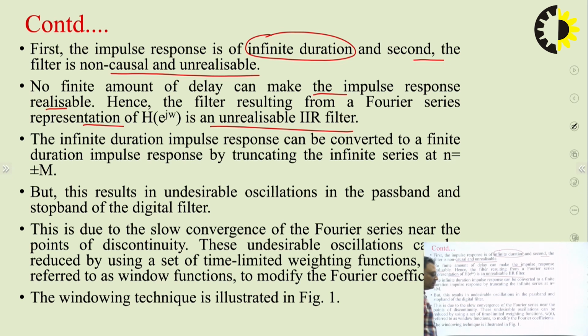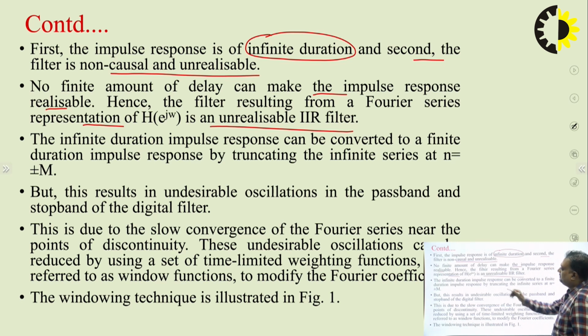Now, our challenge is to make this infinite impulse response into a finite duration impulse response. So, how can we do this? Here we will choose the window technique. In the window technique, we have an infinite duration impulse response, and we multiply it with a window function, which is a mathematical function. When we multiply, we get only a finite duration impulse response.